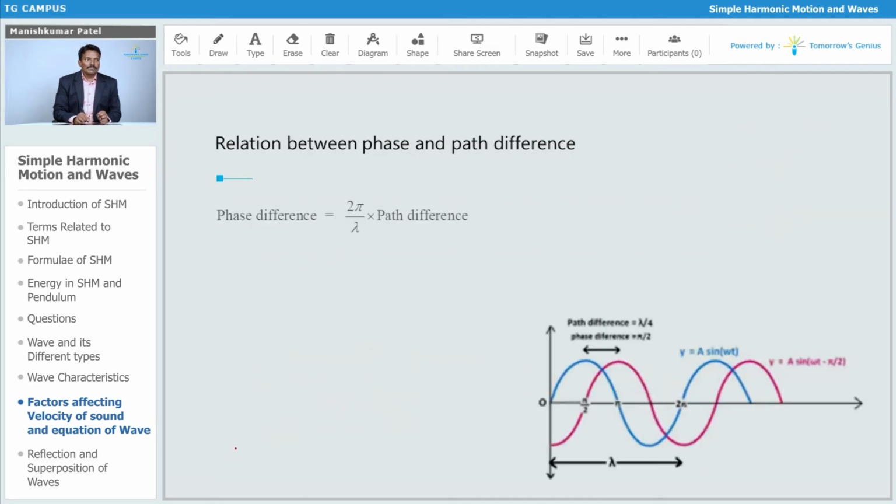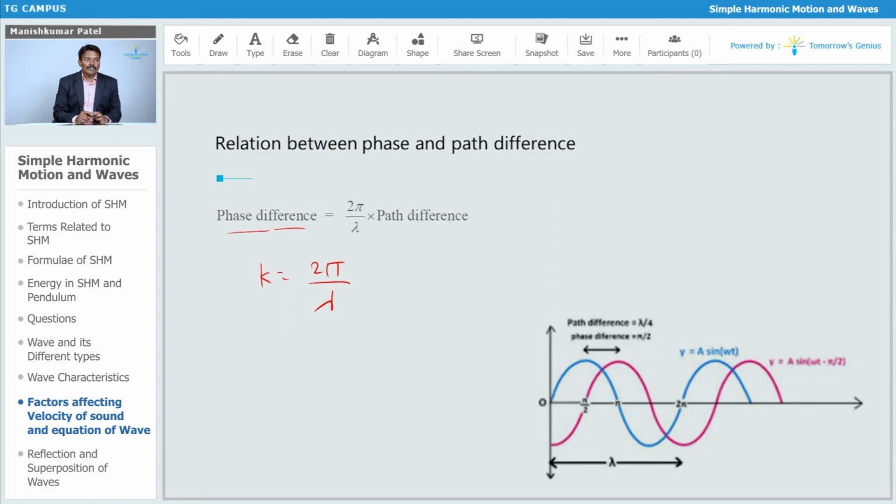Similarly, what is the relation between the phase difference and path difference? The phase difference is given as 2 pi by lambda into path difference. Generally we write it as PD, and obviously the path difference is the distance traveled. So the phase corresponds to that distance traveled, and k, which we also call beta, is equal to 2 pi by lambda.